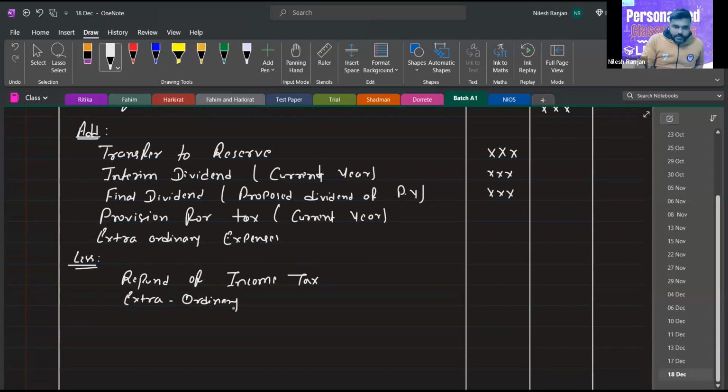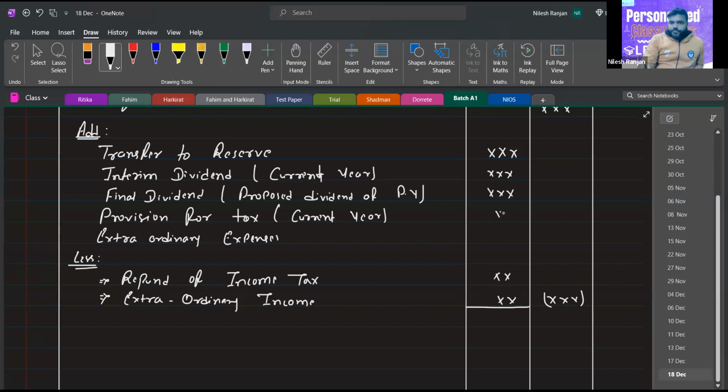Is there anything else left in the format, Fahim? Sir, the ins- Yes, yes, refund is done, right? Yes, refund of income tax here. No, sir.